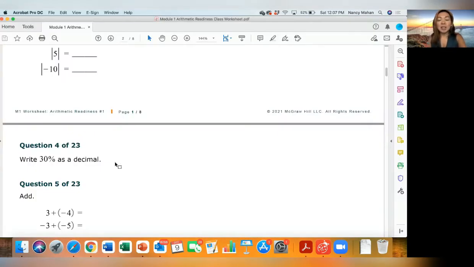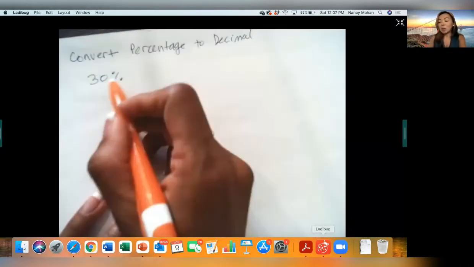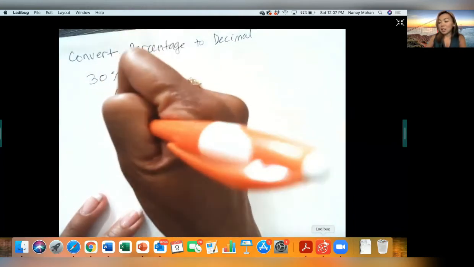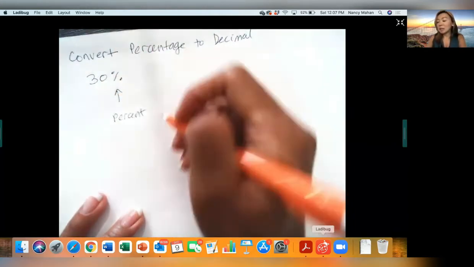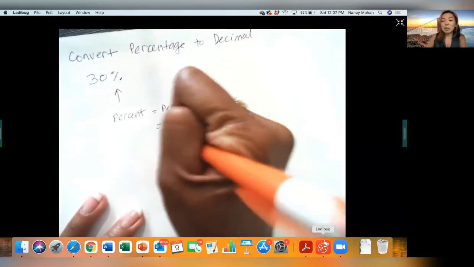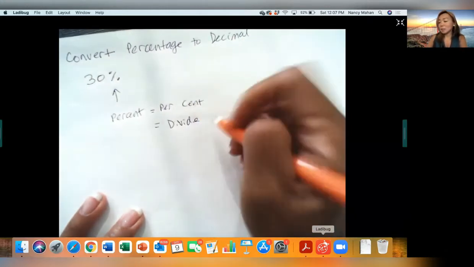Next up, we're going to be talking about converting a percentage to a decimal for problem number 4. It says write 30% as a decimal. So when we want to convert a percentage to a decimal, keep in mind that whenever you see the percent sign, the word percent literally means divide. So per means divide, and cent means 100.